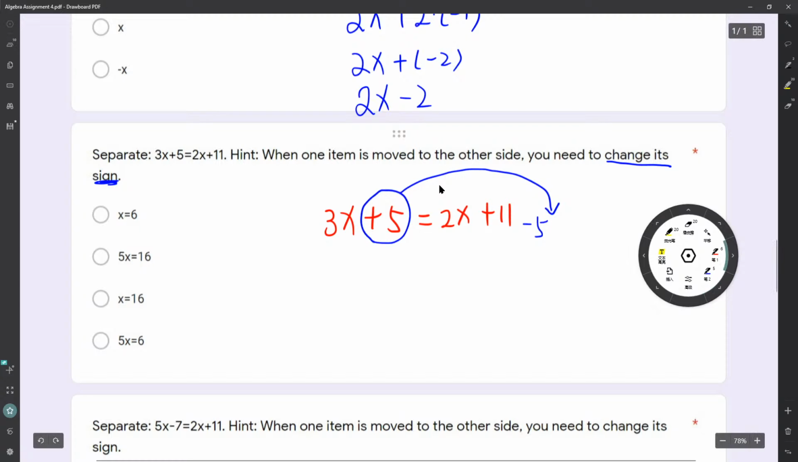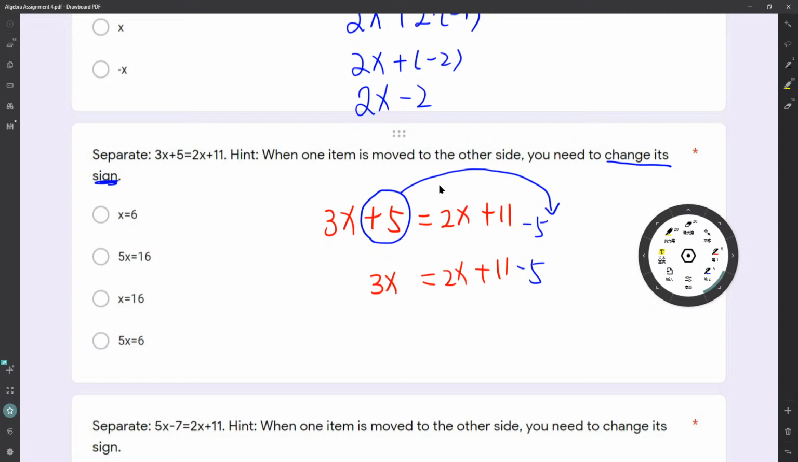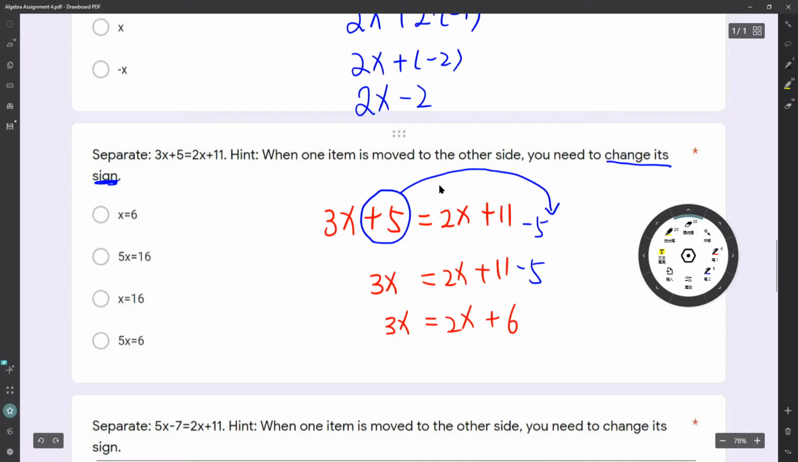So after the move, we have 3x equals 2x plus 11, and we moved this one, which became negative 5. Let's pause a second and actually do the calculation here. We can do 11 subtract 5 right now to make it simpler. So we have 3x equals 2x plus 6, since 11 subtract 5 is 6. We made this simpler, and that's separate.